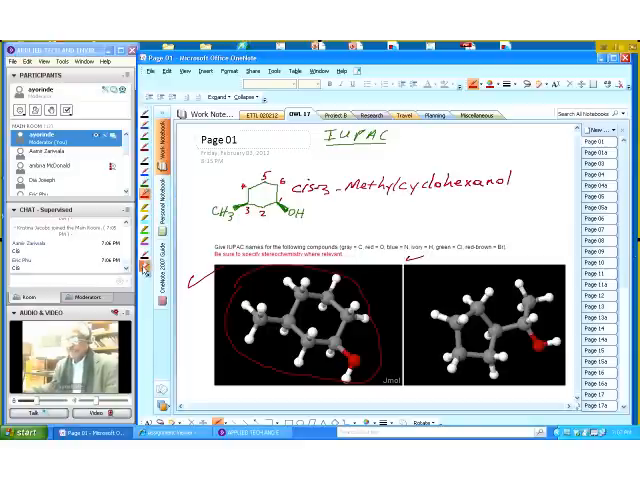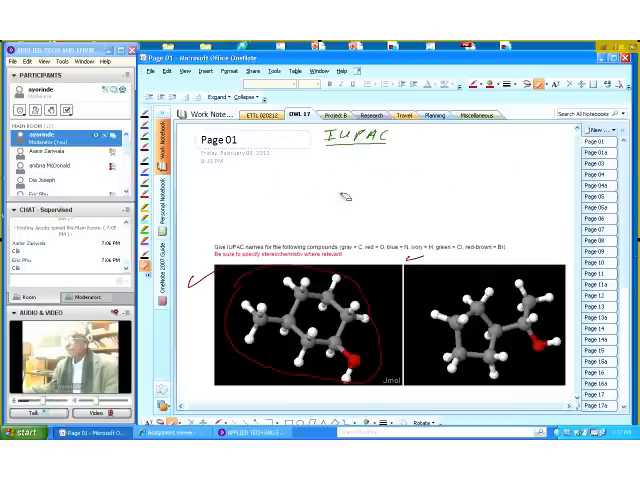Let me erase what I have on my screen to make some room. The first thing I want to do here is draw this molecule out. We have a five-member ring, a cyclopentane ring, and attached to that we have this carbon, which is also attached to a hydroxy group. And to this carbon here, we have a methyl group.